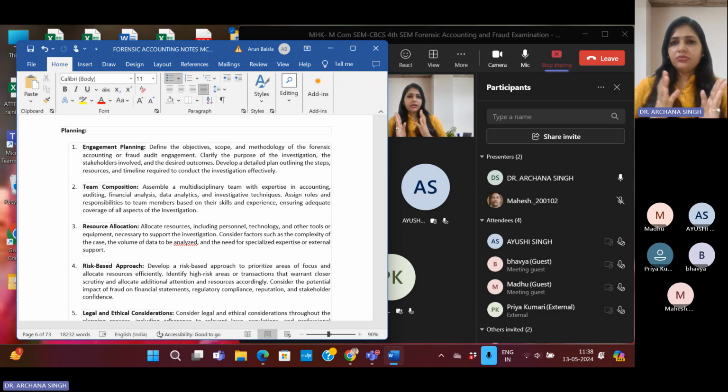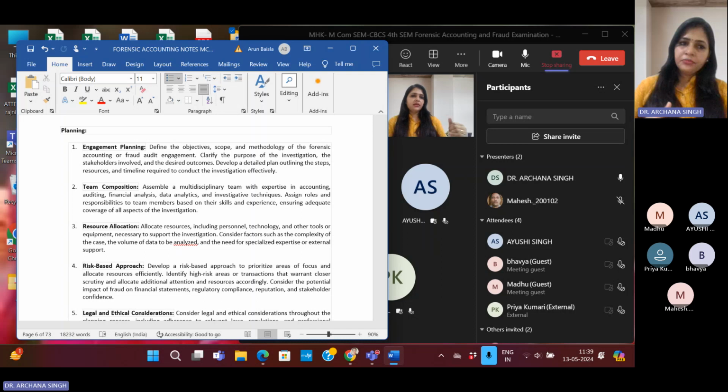Then they have to clarify the purpose behind the investigation, why they are doing the investigation, who are the various stakeholders involved in that, and what are the desired outcomes. So a detailed plan outlining the steps, resources, and timeline required, they have to develop the detailed plan, okay, so that their investigation is being done effectively and efficiently.